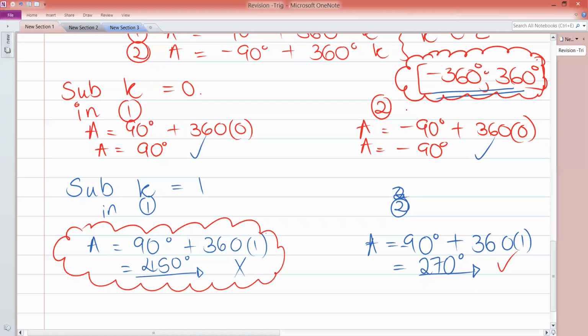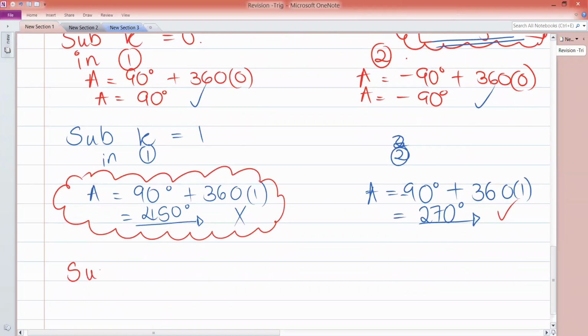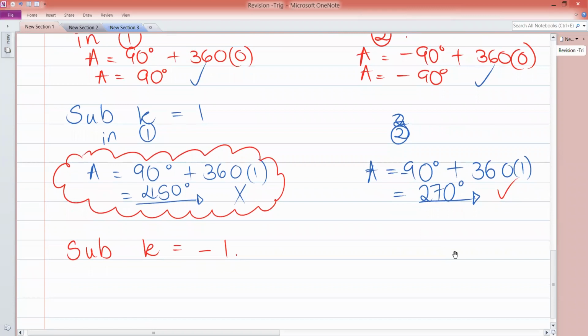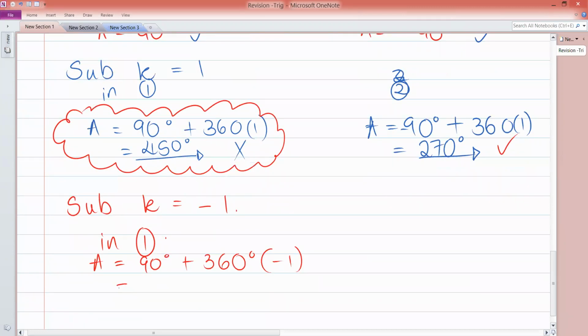What you then do is try negative integers, which is what we're going to do here. Now we're going to sub K is equal to negative 1. Again, you keep going till your answers are all outside the range. Okay, so let's sub K equals negative 1 into the first equation. So A equals 90 degrees plus 360 degrees times negative 1. Your answer here is negative 270.